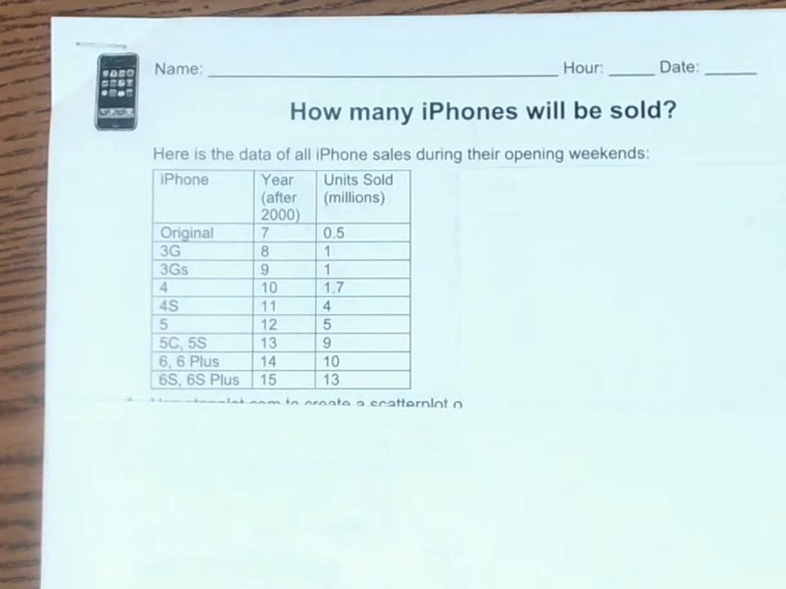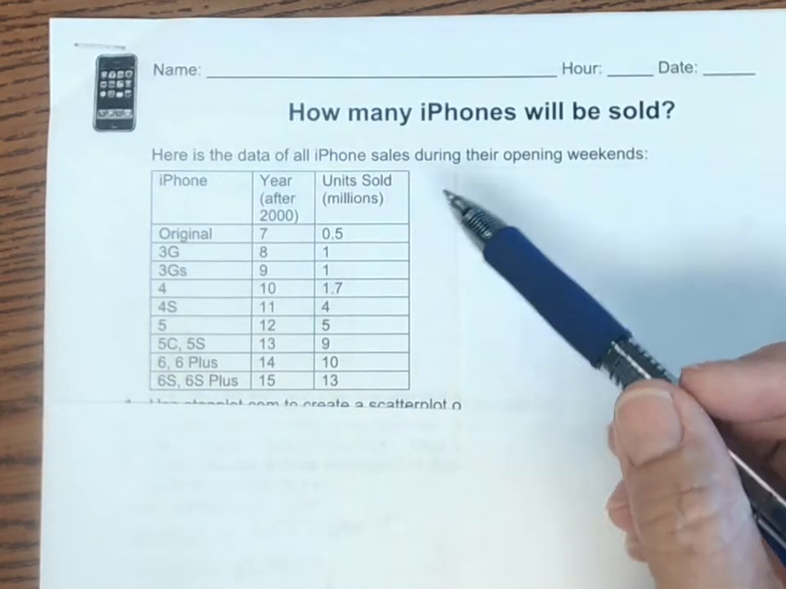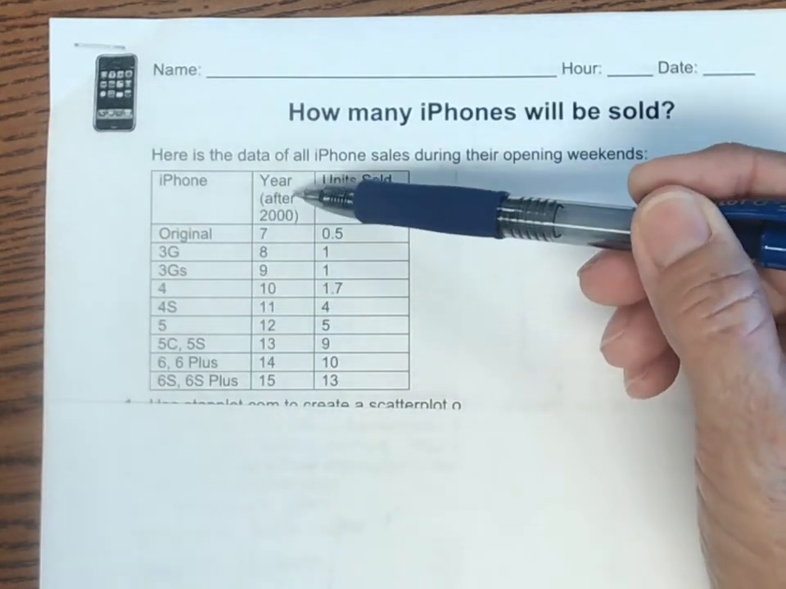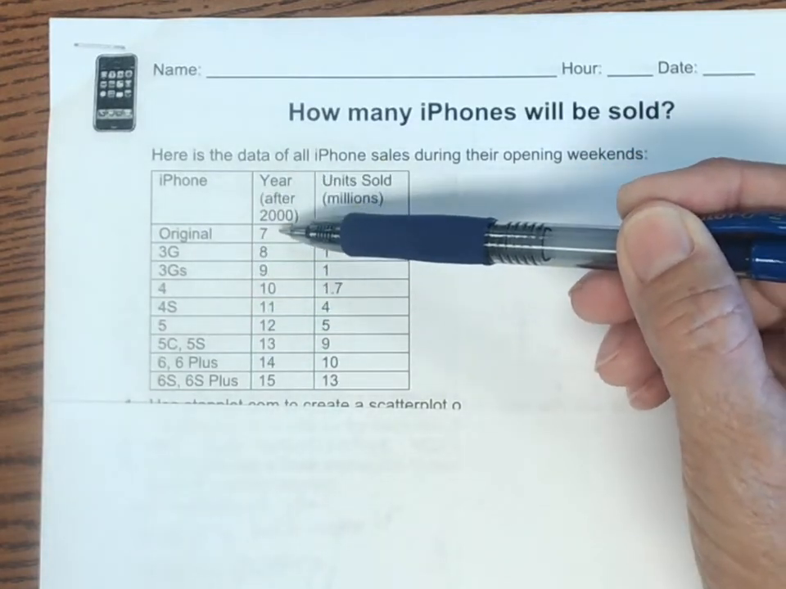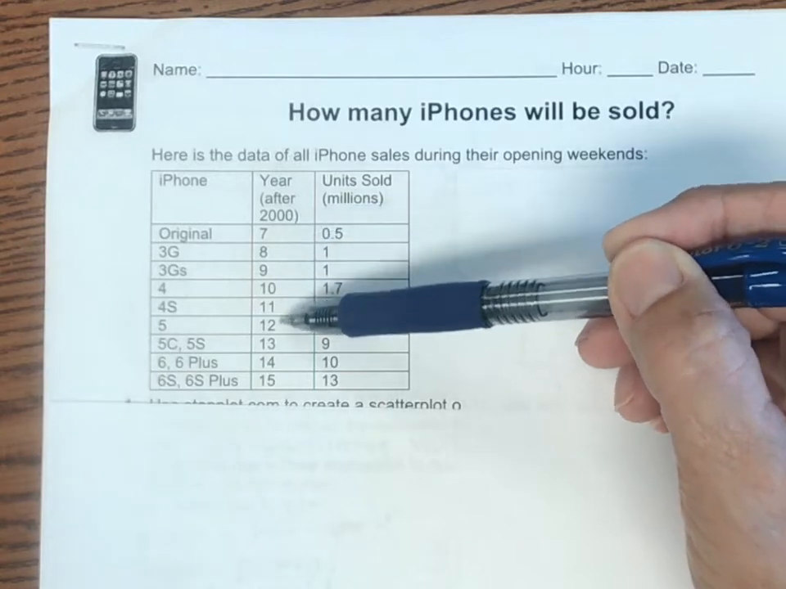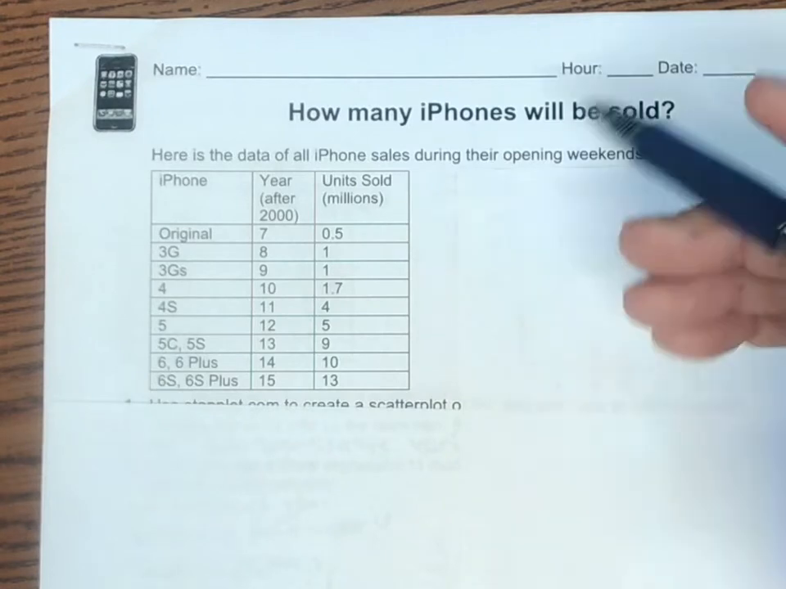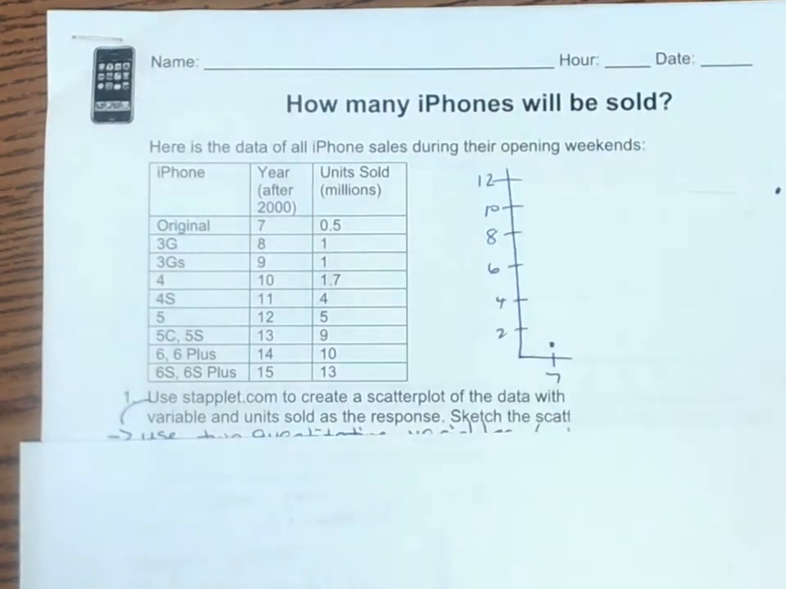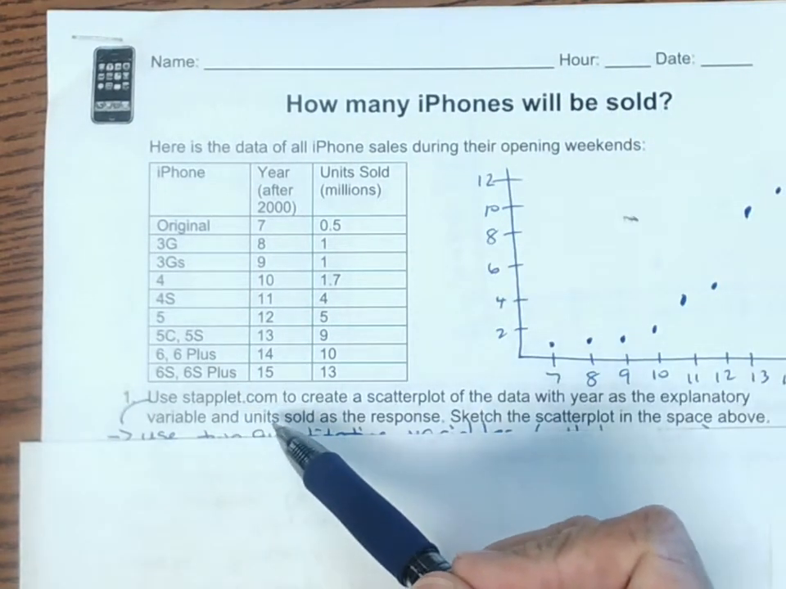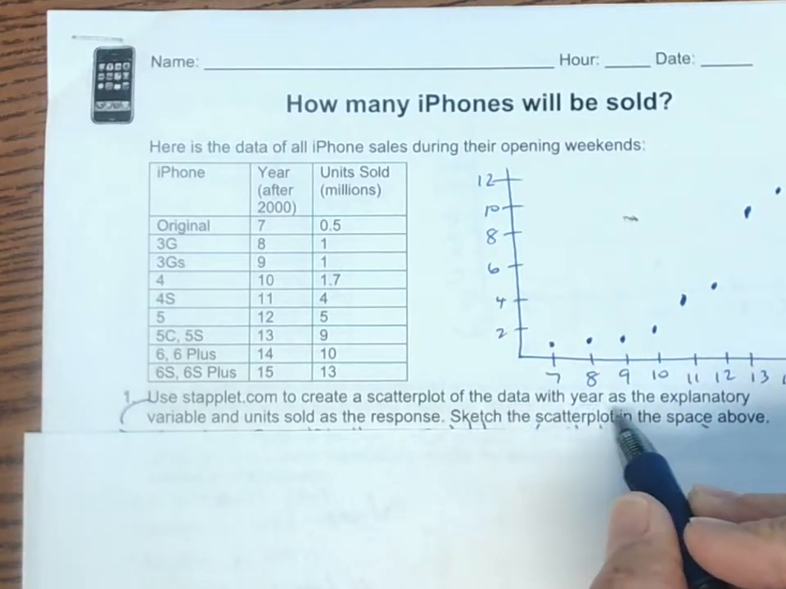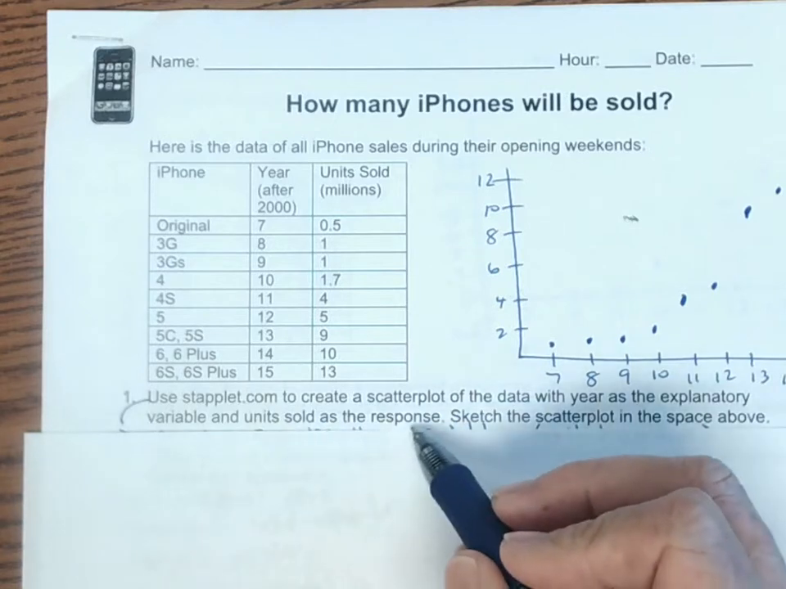Okay, welcome. Let's talk about doing regressions other than just linear ones. So we're going to use data about iPhones that will be sold, and we're looking at the different models, the year after the year 2000, so 7 years after would be 2007, etc., and how many units were sold in terms of millions. So the first thing we're going to want to do is go into Statplet.com and create a scatter plot. And the year will be the explanatory variable. The units sold will be the response.